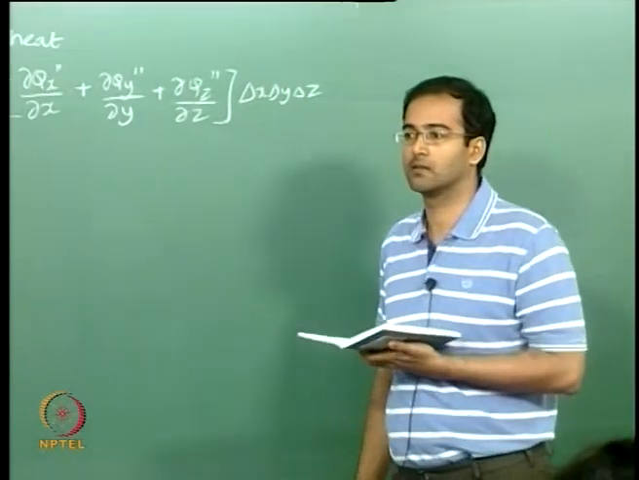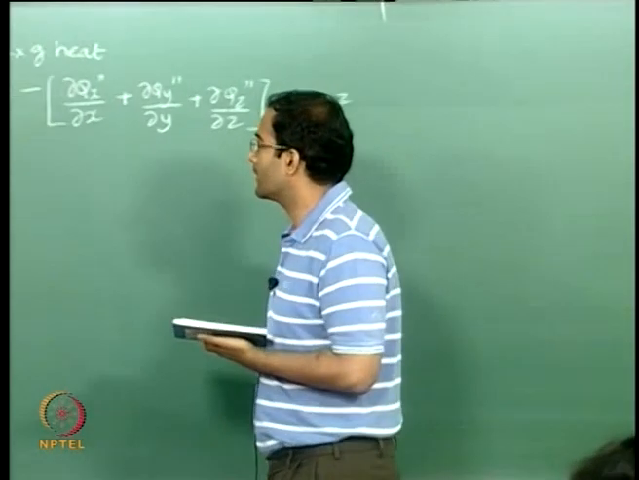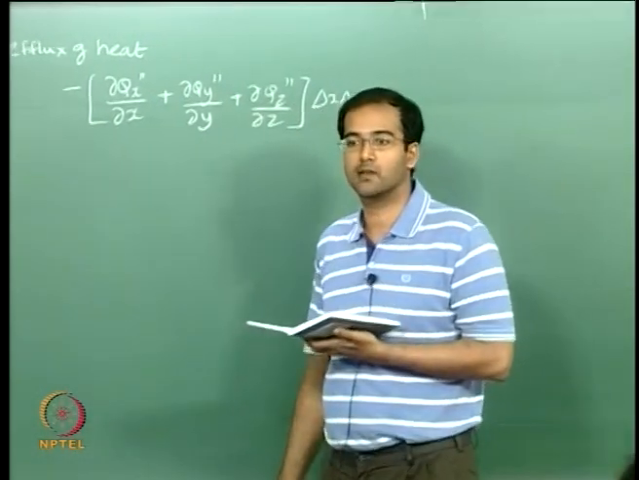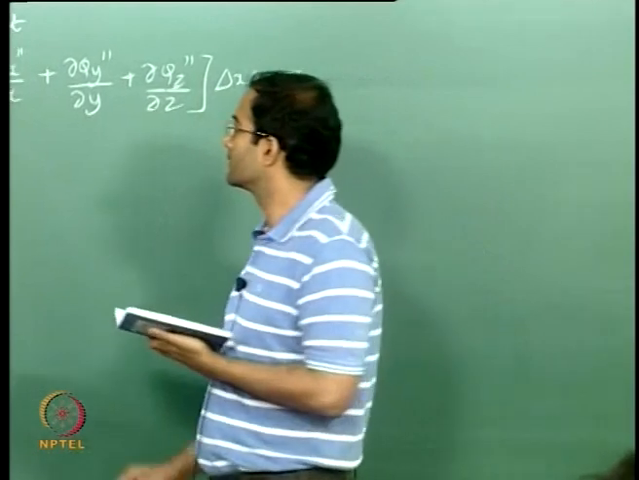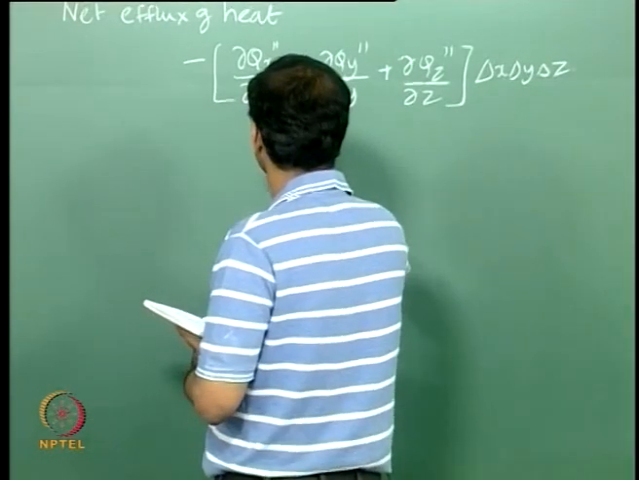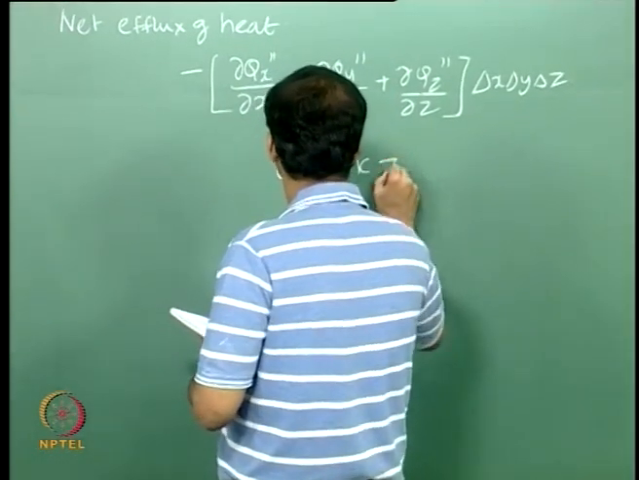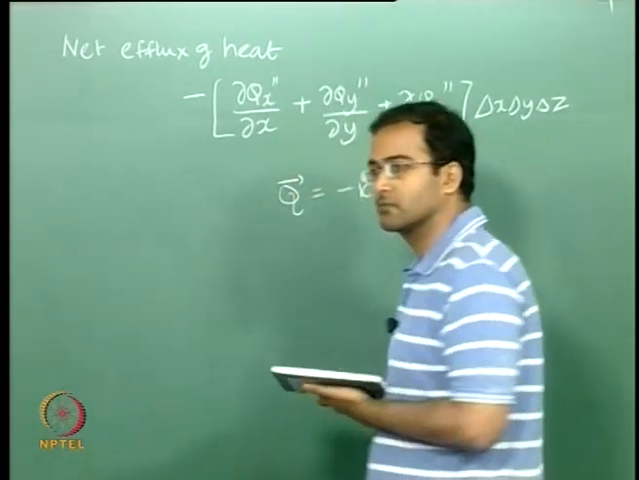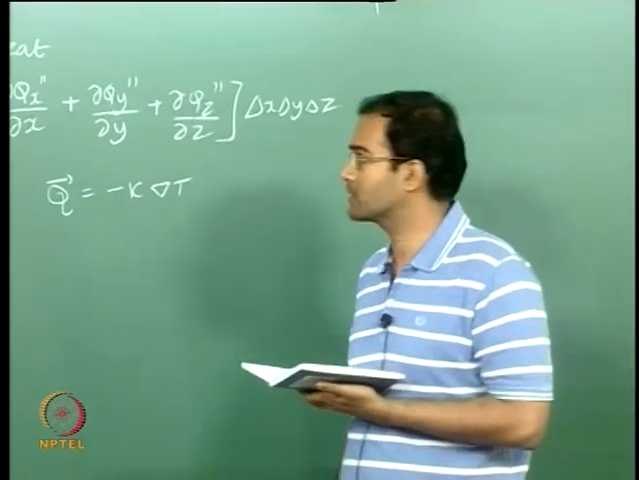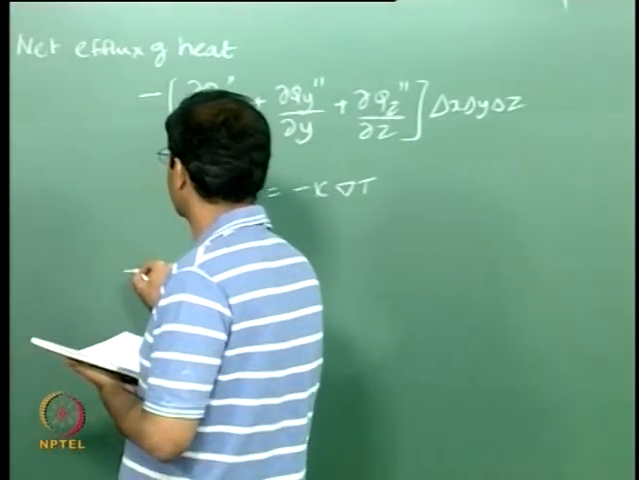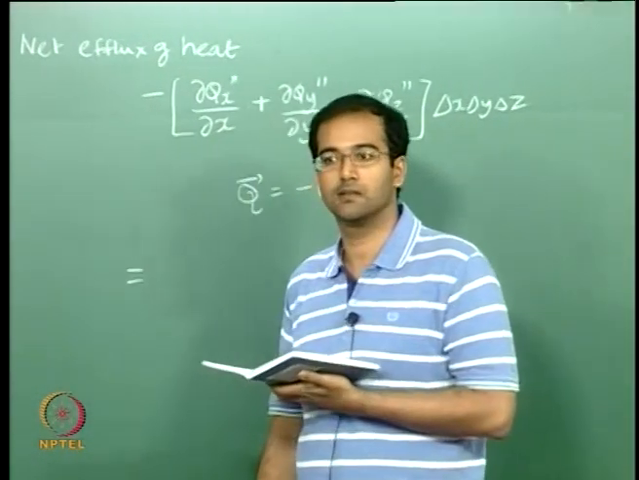Okay, so we can now introduce Fourier's law of heat conduction. You know that your q vector is equal to minus k grad T, right? So that can be introduced, and can you say how this can be written?